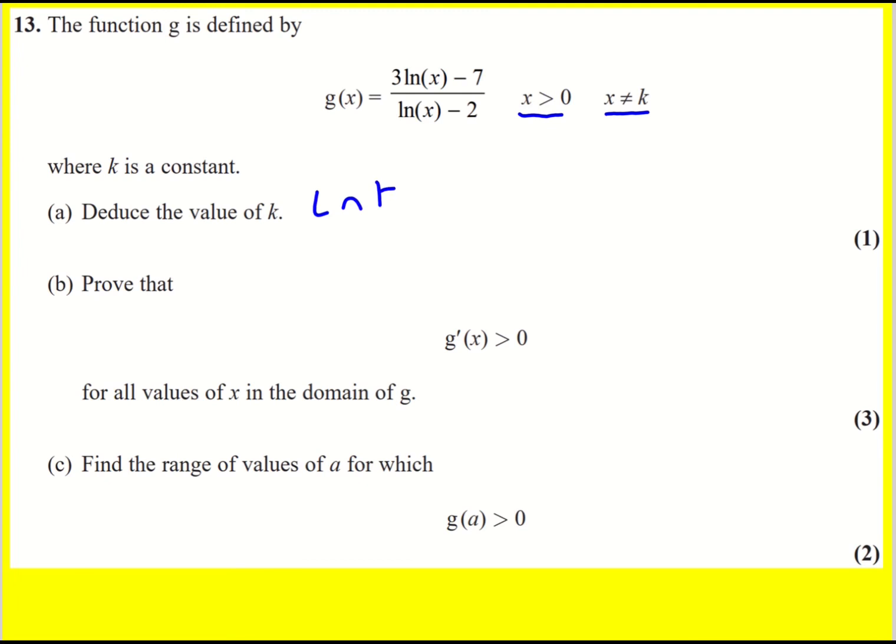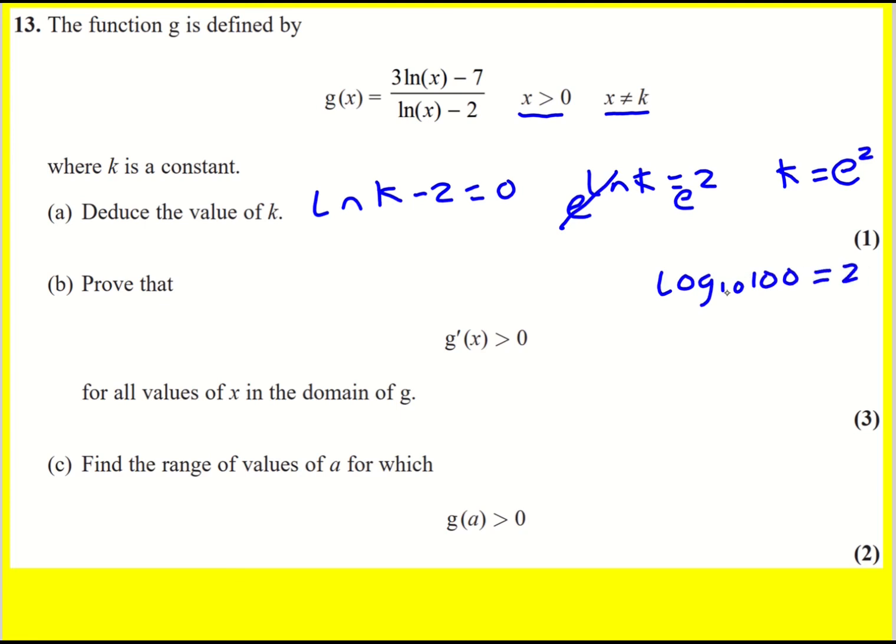So ln k minus 2 is going to equal 0, meaning ln k is 2, and k is then going to be e squared. We're just undoing the log. You might raise both sides of the power of e if you want to, and then cancel that out. Or just kind of think about it. It's when you have, say, log to base 10 of 100 equals 2, it's 10 to the power of 2 is equal to 100. So here we're doing e squared is equal to k.